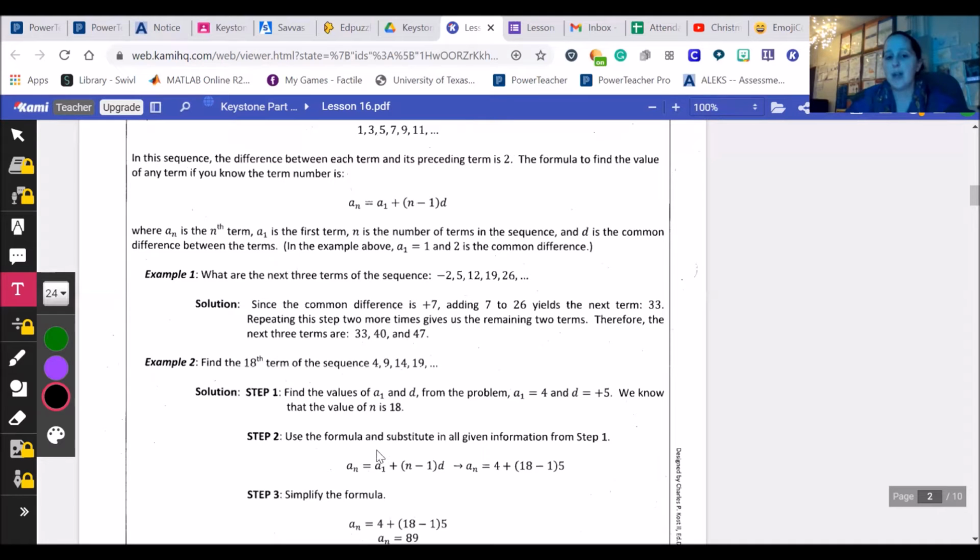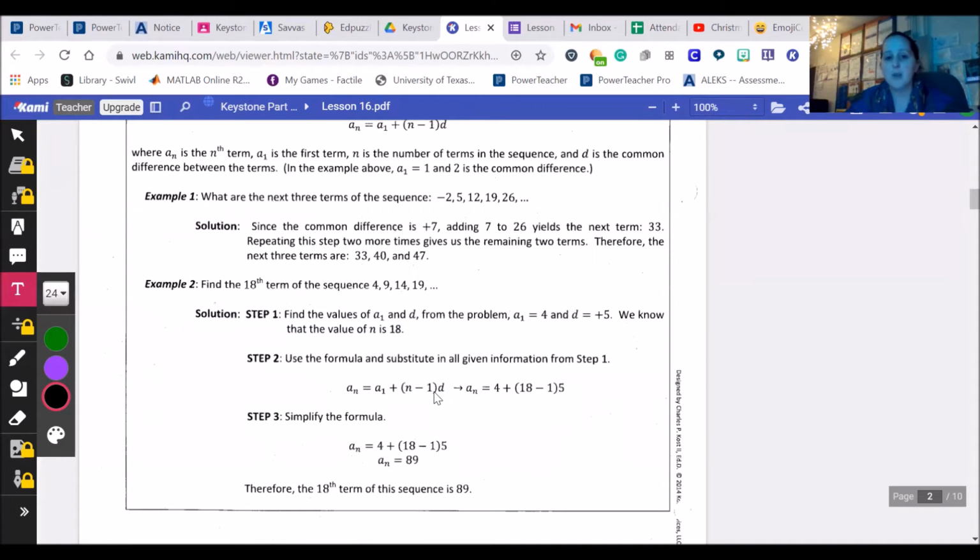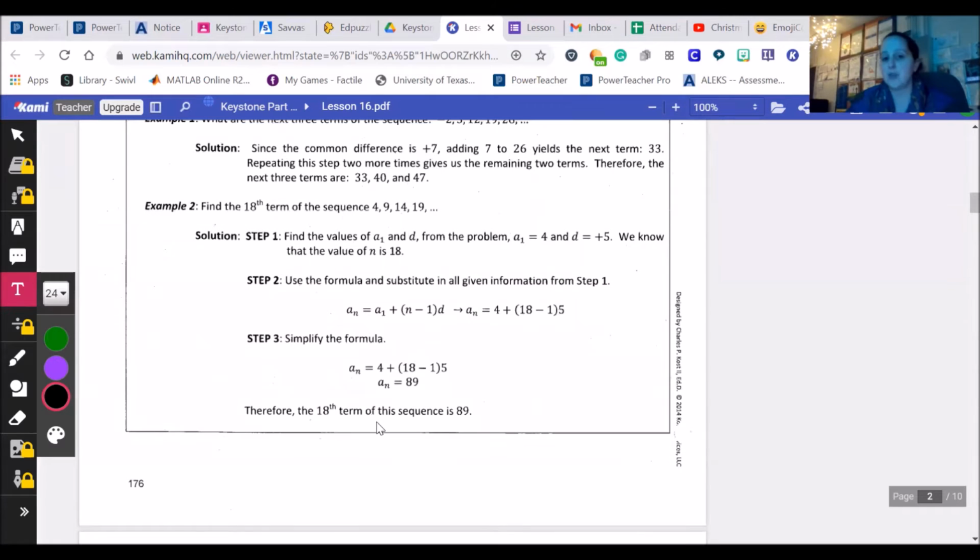So I use the formula and substitute in all given information from step 1. a sub n equals a sub 1 plus n minus 1 times d. Well, a sub n, that's what we were trying to figure out, equals a sub 1 is 4, that's my first number, plus the term we're trying to figure out, 18, minus 1 times 5, which is the difference, which gives us 89. So the 18th term of this sequence is 89.